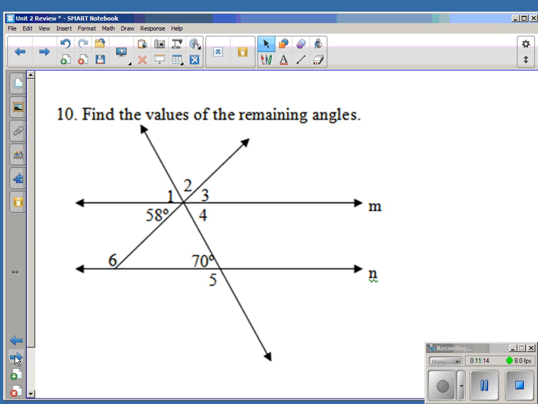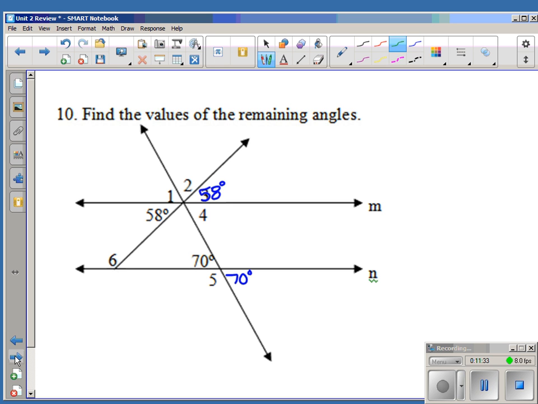This one kind of gives you a hint of the big problem on your test. It's smaller than the big ones that are on the back of your packet, but it's bigger than the other ones that you've seen. So I'm going to just go ahead and find my vertical angles. So 58 and number 3 are vertical angles. And I like to fill in all my angles even if they don't help me. So I'm going to put 70 there.